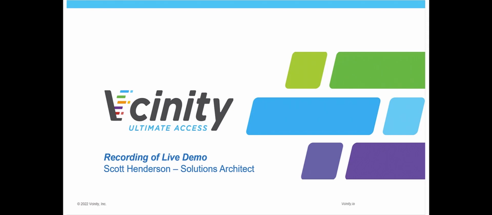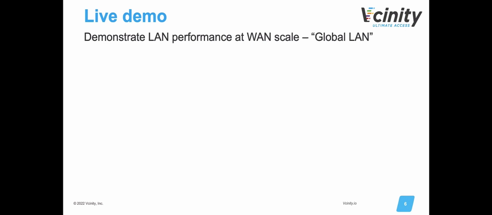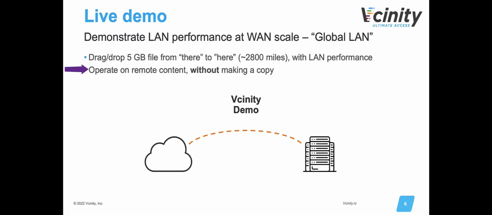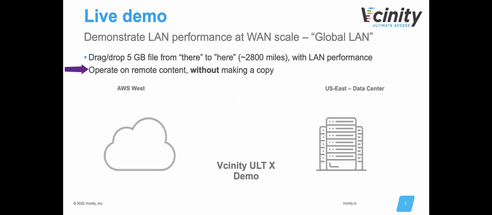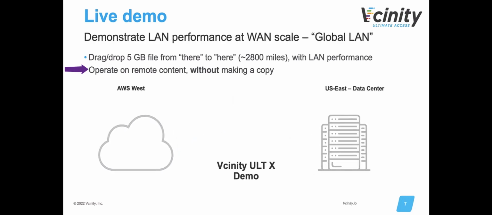So we're going to show you a live demo, show what it looks like to really achieve LAN performance even at WAN scale, is to operate on content that is remote without first making a copy. To show you a little bit more about what's driving this demo, we have our two sites: AWS West and our data center on the east coast of the US. So we have a direct connect connecting to our wave, dropping into the data center.